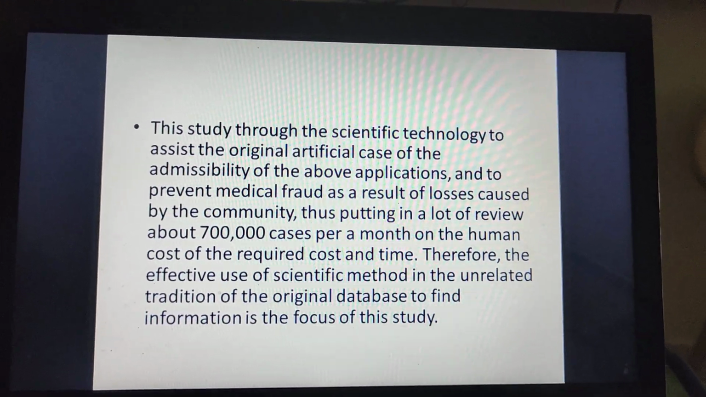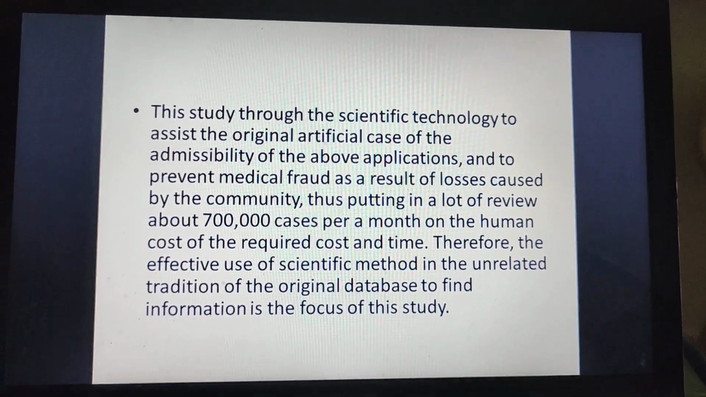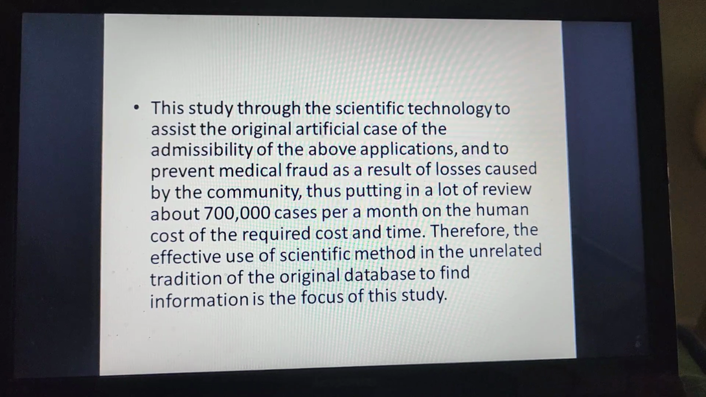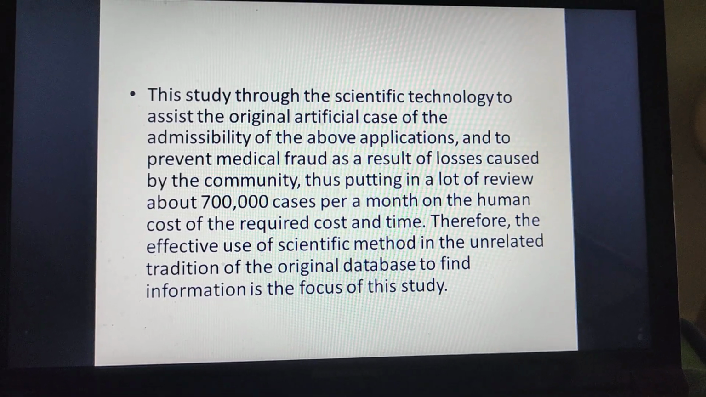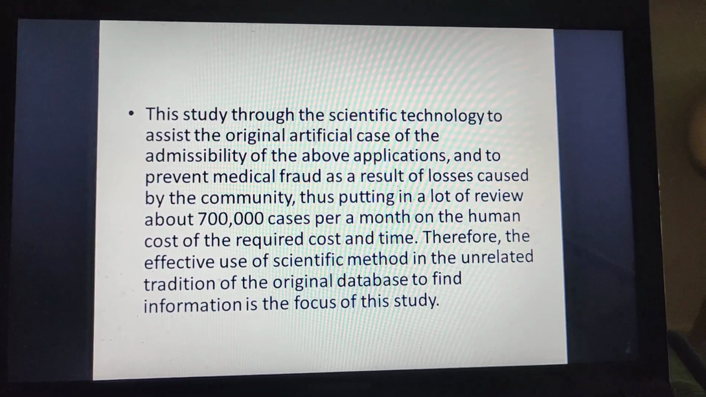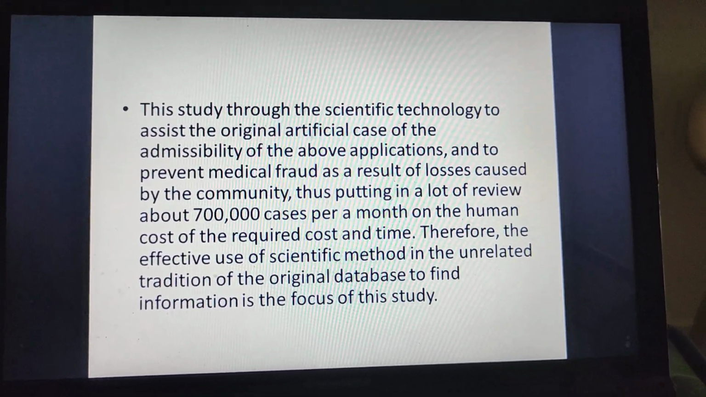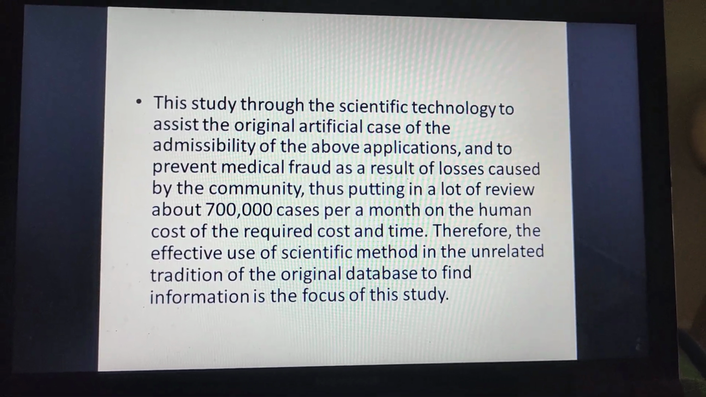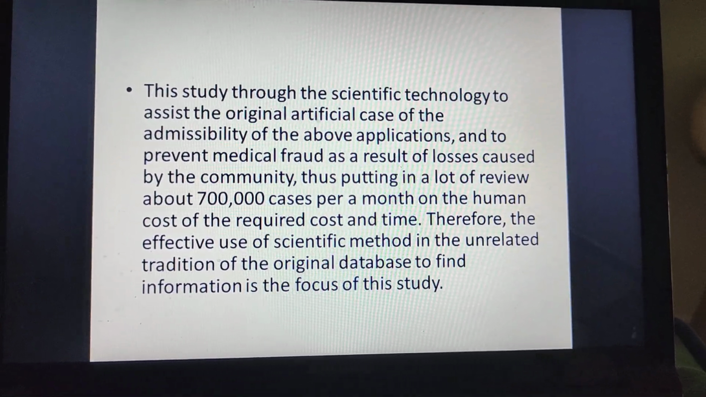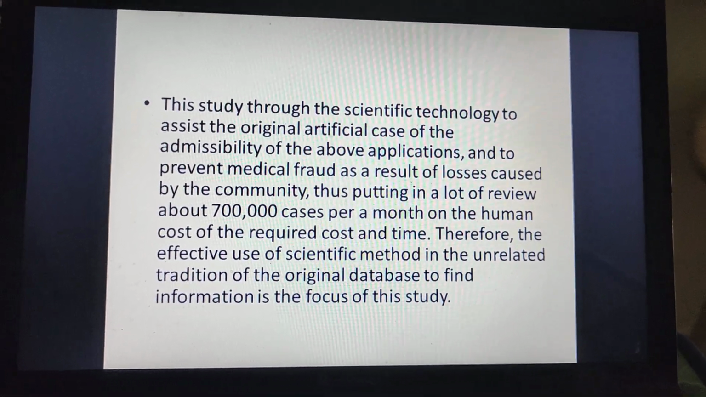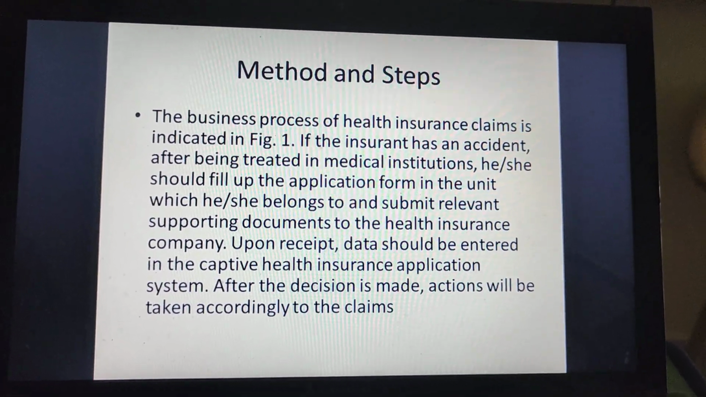with their families. This study, through scientific technology, assesses the original artificial case review of the admissibility of the above applications and prevents medical fraud as a result of loss caused to the community, thus putting in a lot of review, about 7 lakh cases per month, on the human cost of the required cost and time. Therefore, the effective use of scientific methods on the original database to find information is the focus of this study.